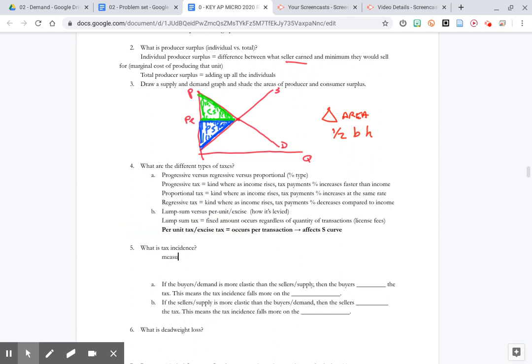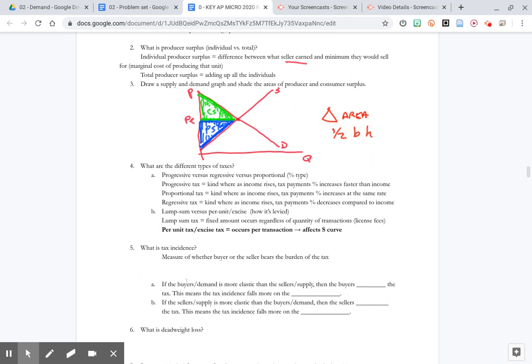Tax incidence is a measure of whether the buyer or the seller bears the burden of the tax, right? When we see the tax on the receipt from buying something at Target, we often think that we've paid the whole amount of the sales tax. In fact, we've shared the burden of that tax with the seller. If the tax was gone, we wouldn't necessarily pay the same price that the receipt says we paid. The seller would raise the price just a little bit and meet us somewhere in the middle between the price that we paid with the tax and the price that they got to keep. So it's a measure of who bears the burden.